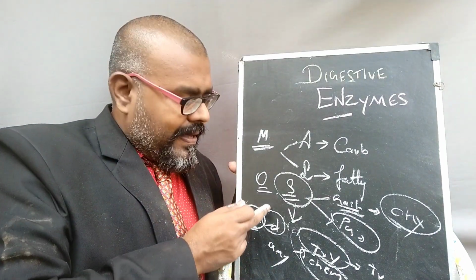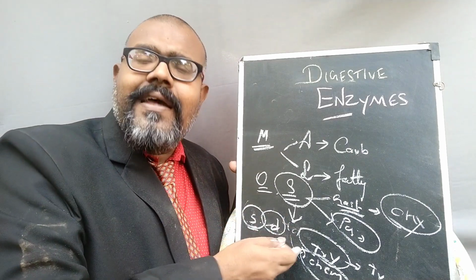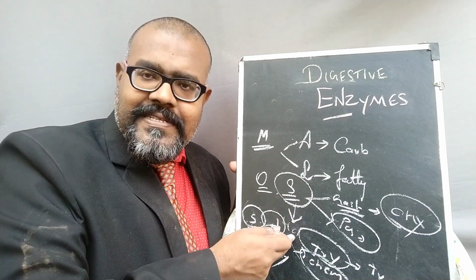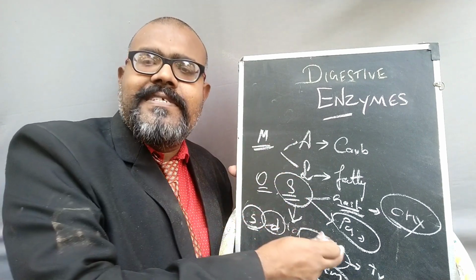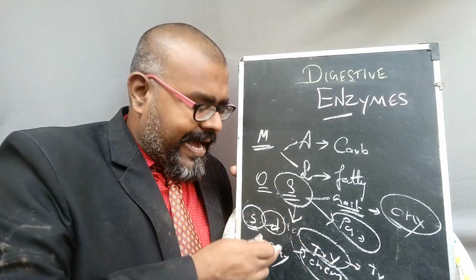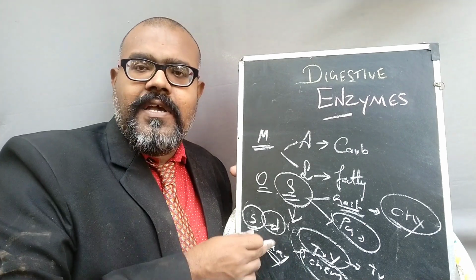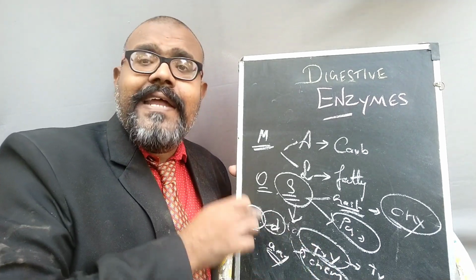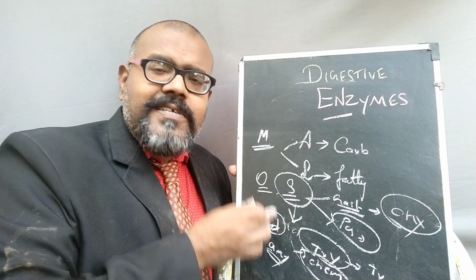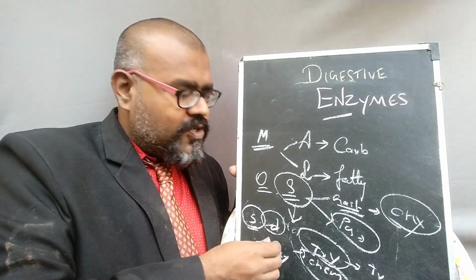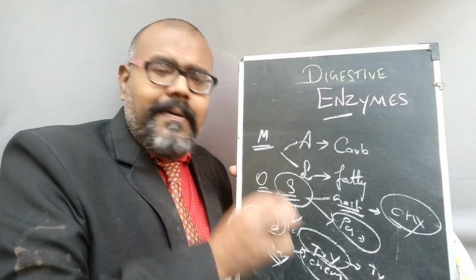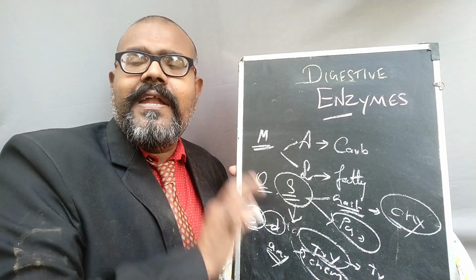The duodenum also contains the bicarbonates from Brunner's glands. The pancreatic juice contains three most important enzymes, that is trypsinogen, chymotrypsinogen, and pancreatic amylase. These are all the major enzymes I am telling you. Apart from this, there are many minor enzymes also secreted in the pancreatic juice itself. But you must remember these main important enzymes only.